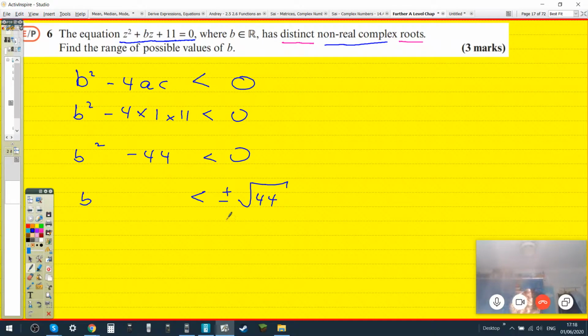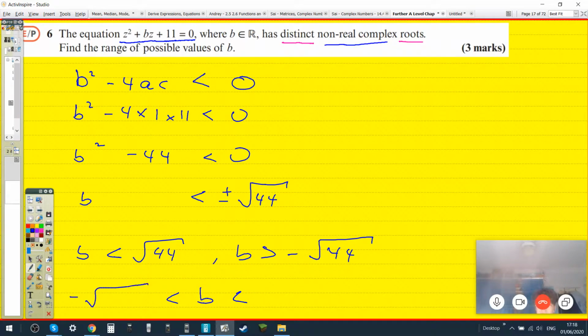Oh yeah. But there's a way, I think it's actually going to be, b will be less than root 44, and it will be greater than minus root 44. The sign changes, and so b is between minus root 44 and plus root 44. And we could draw a graph. But would you not just say, instead of having it as b is less than root 44, could you just say that b is less than 0?